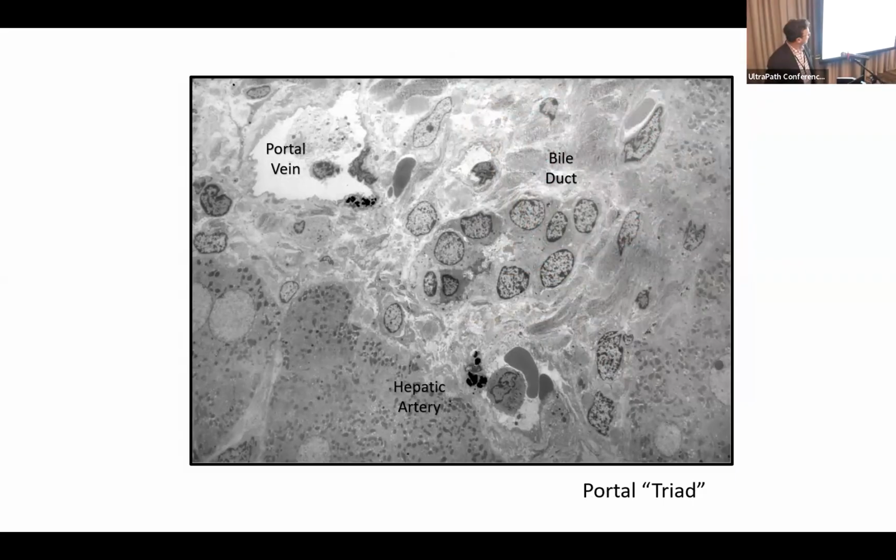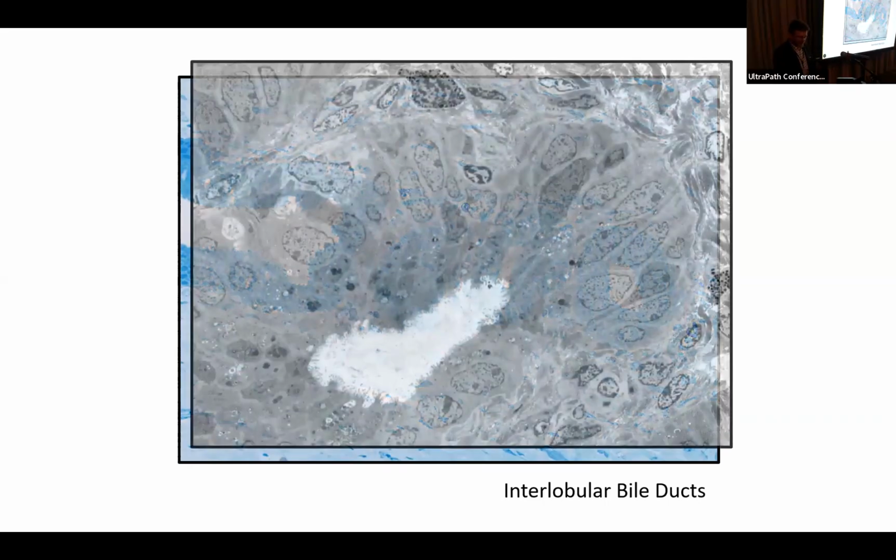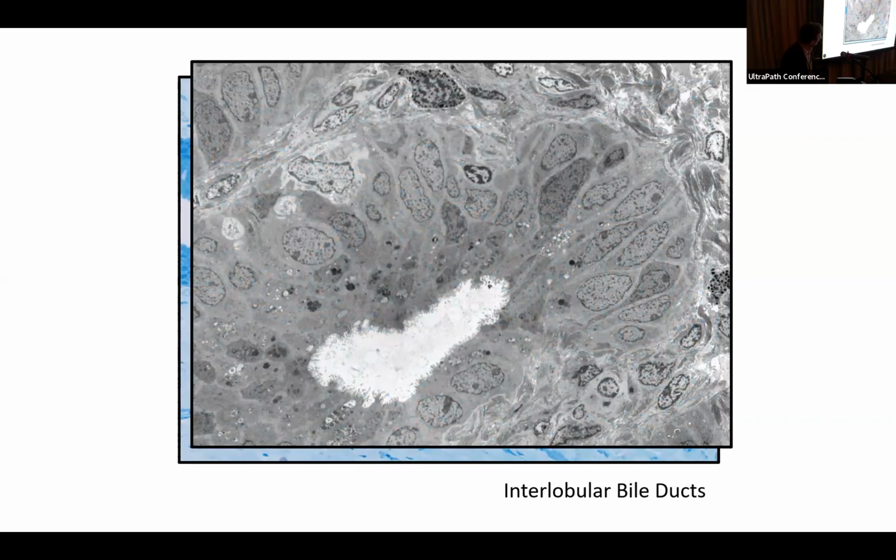So here we're looking at the portal triad by TEM. See the portal vein and the hepatic artery with the bile duct in the center. Those bile ducts then send the bile to the interlobular bile ducts, which carry it towards the common hepatic duct, and that's where it exits the liver. Here's a larger interlobular bile duct.